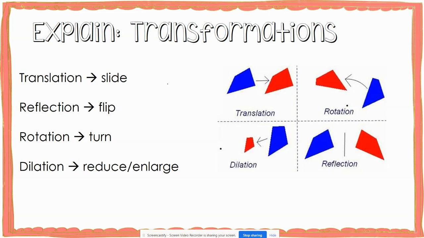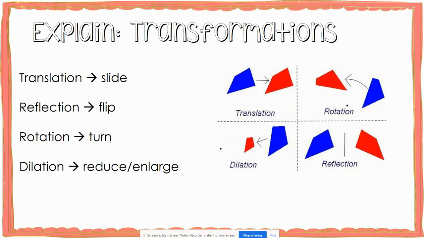Translations, which cause a figure to slide on a straight line. So in this example, you can see that this trapezoid slid to the right. A reflection is a flip, kind of like a mirror image of a figure. So you can see in this picture on the bottom that your trapezoid was flipped across what we call a line of reflection.